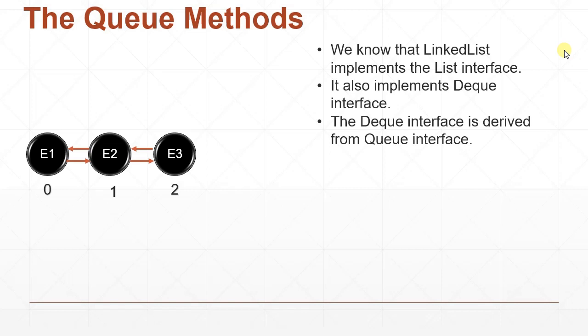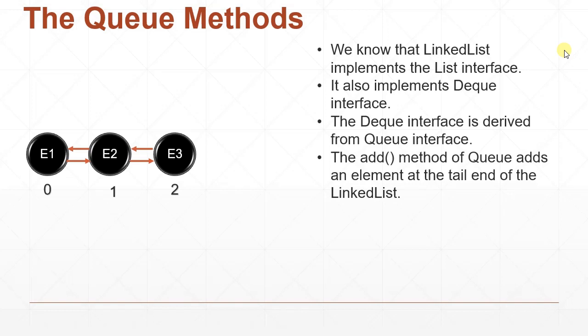So let's say we have the queue interface and we are making a call to the add method. So what happens, the add method will add an element at the end of the linked list. That means at the tail end of the linked list. Here the tail end is E3. So when we add an element, it is added to the tail end. That means E4 is added after E3.